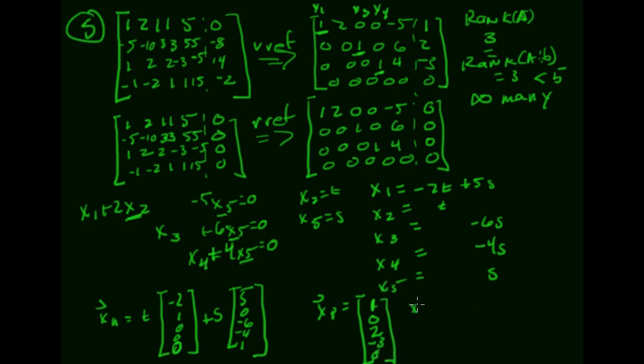So the general solution is going to be the homogeneous solution that I have here in terms of s and t, plus the particular solution, which is this 1, 0, 2, negative 3, 0. This is the trusted answer.